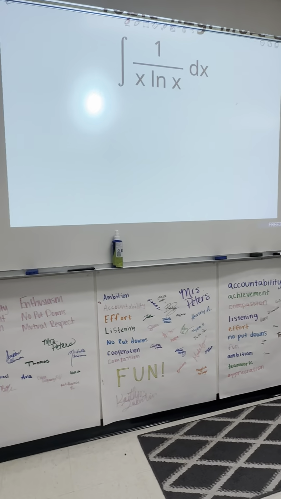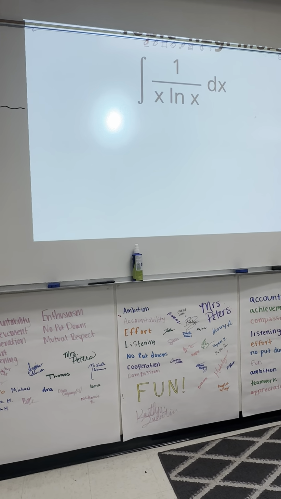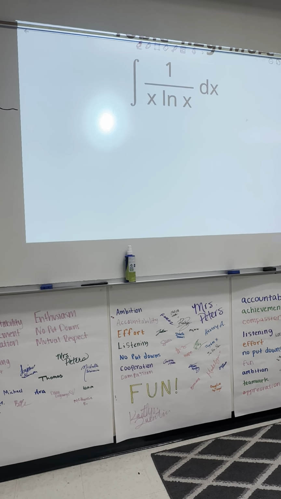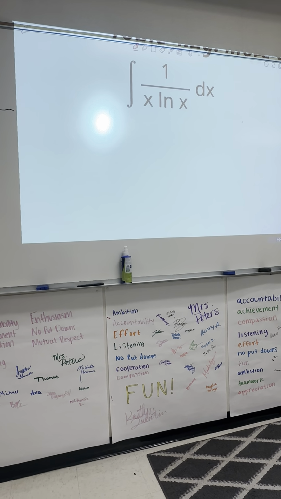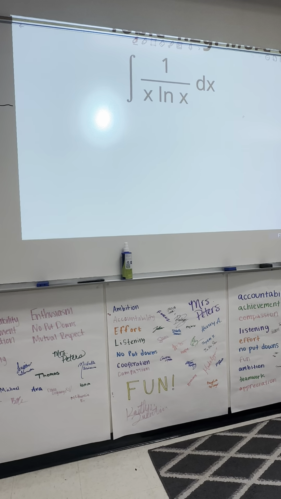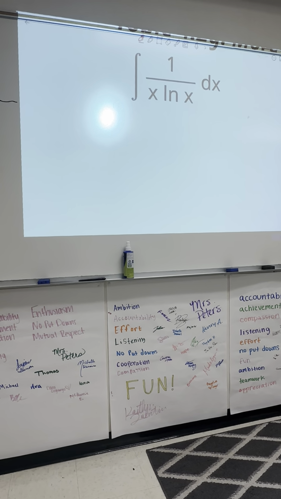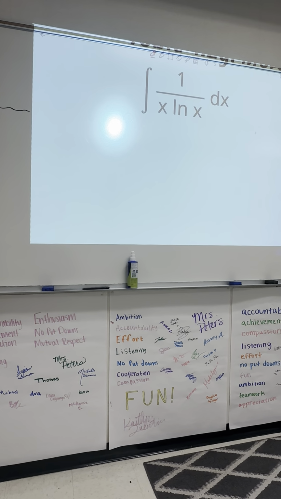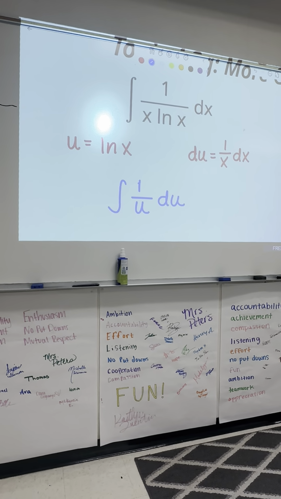Let's see if we've got a U, DU. Is that an L? I can't tell. Yeah, ln x. I knew the U was ln x. That's correct. And then, we know we don't have that. That's the rewrite.